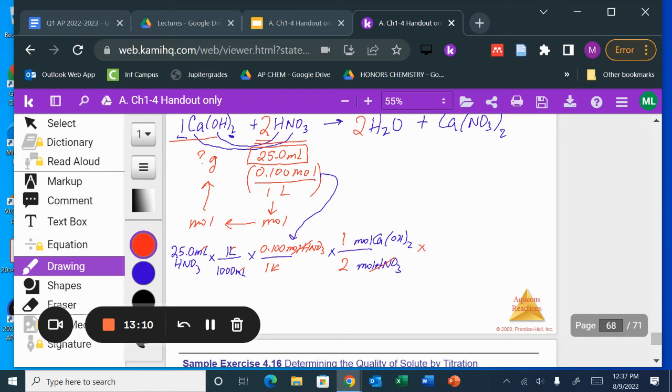Now I'm going to go to grams because it's asking for grams. 1 mole of Ca(OH)2 is 74.1 grams. So you just add 1 calcium, 2 O's and 2 H's, and you get the molar mass. The answer is 0.0926 grams of calcium hydroxide.